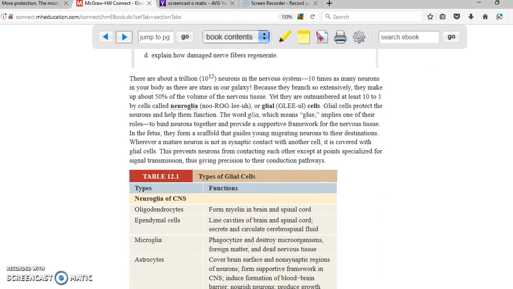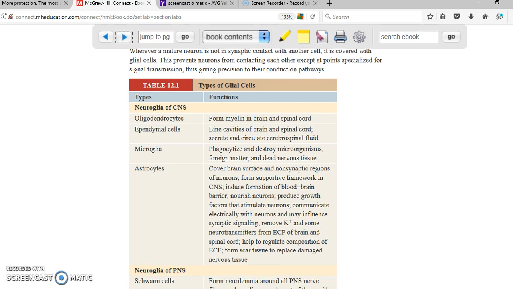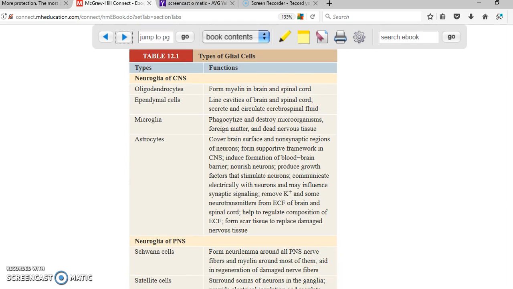So you keep scrolling down. You have a very nice table. I always like this table. I would strongly recommend you learn this table if you want to skip the next pages where you have all this information. So, for example, take a look at the very first one. You have oligodendrocytes, and that one forms the myelin sheath. If you look at the one that says neuroglia of PNS, which is the peripheral nervous system, you're going to see in there the Schwann cell. I already mentioned what the Schwann cell does, which is also the formation of myelin. So basically, you have two cells that produce myelin.